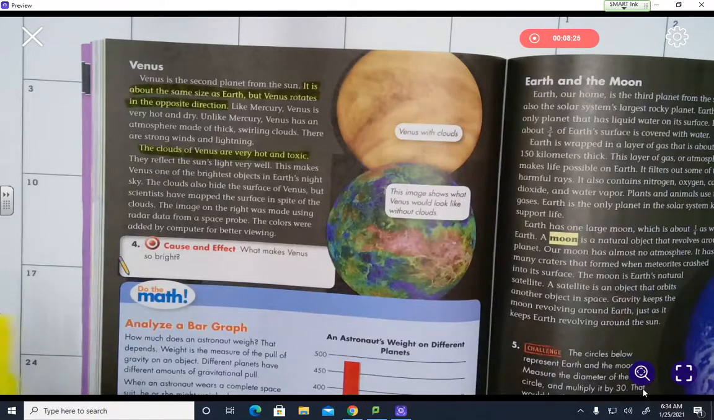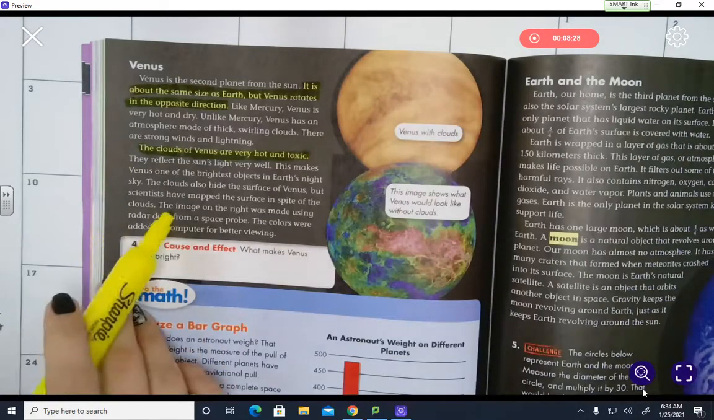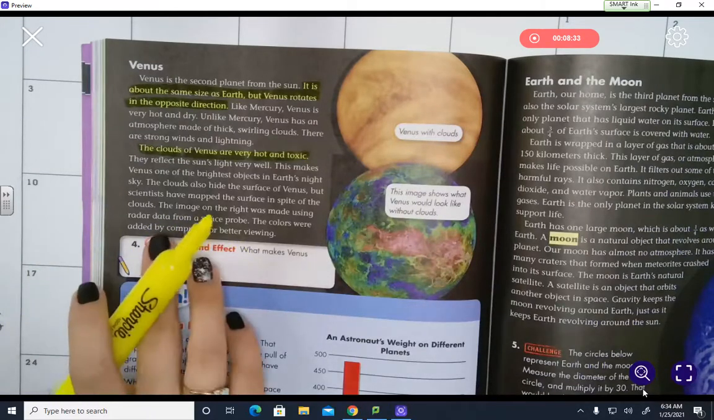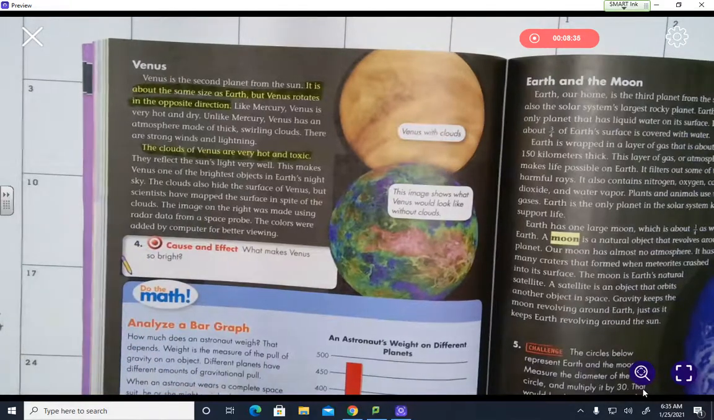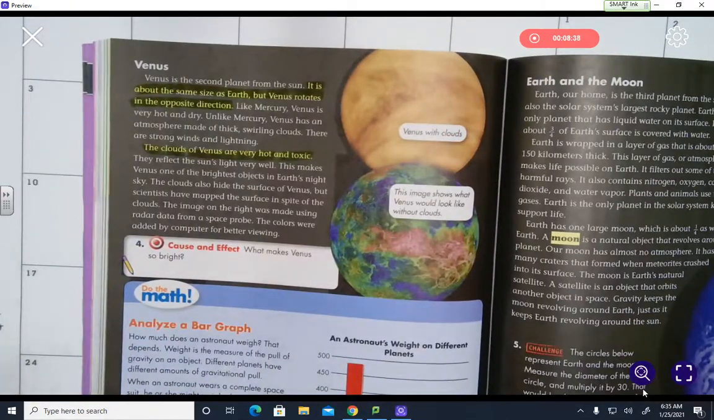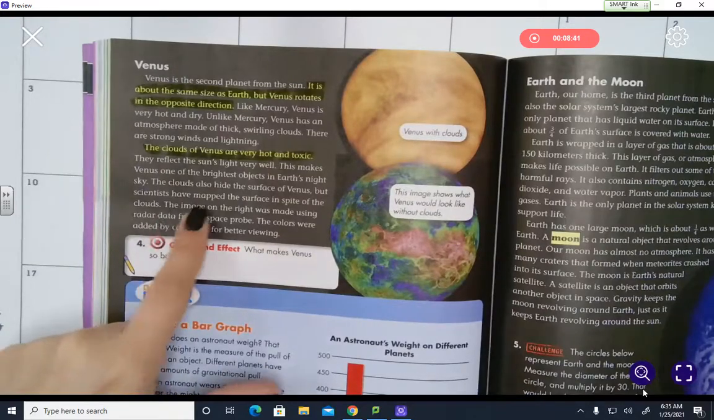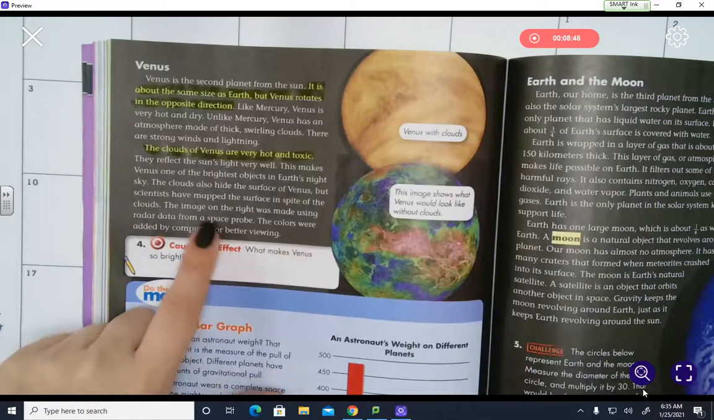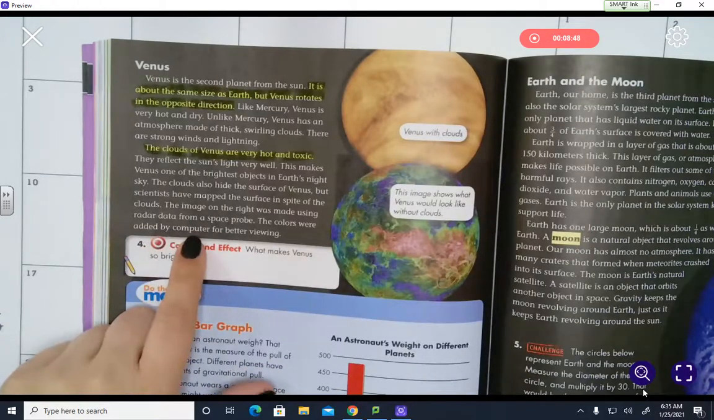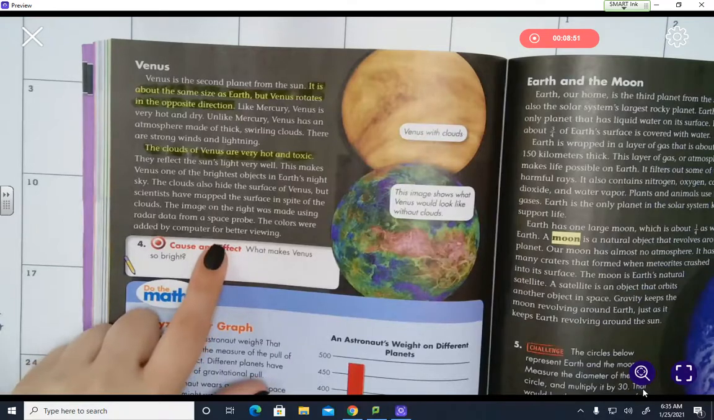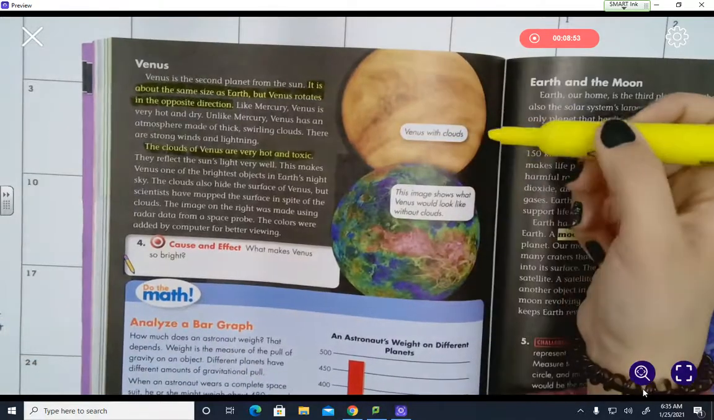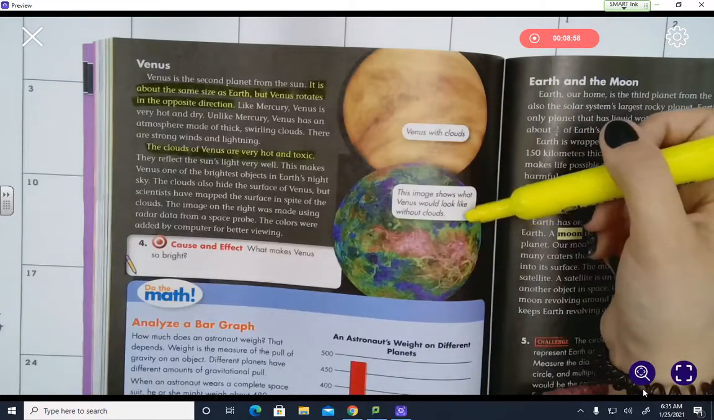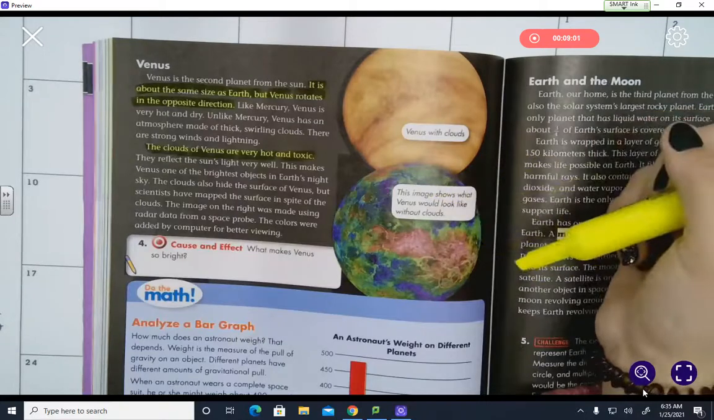The clouds also hide the surface of Venus, but scientists have mapped the surface in spite of the clouds. Let me try that again. Ready? Let's rewind. The image on the right was made using the radar data from a space probe. The colors were added by computer for better viewing. There we go. So this is Venus with the clouds. This is the image that shows Venus, what it would look like without the clouds. That's pretty cool.